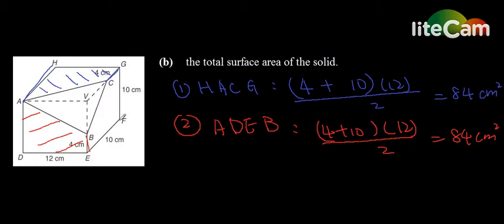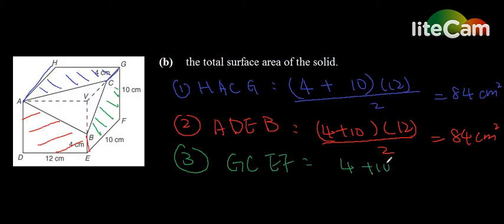And next one, we have the area GCEF. This one. For this one, it is also a trapezium. We have the area GCEF. Upper side 4 and lower side 10. And also, we multiply by our 10, the height, and over 2.